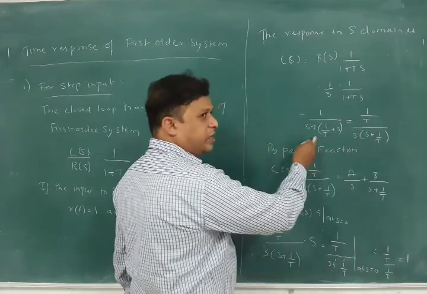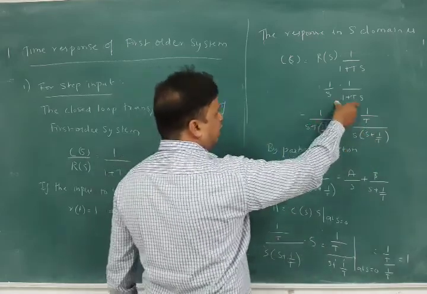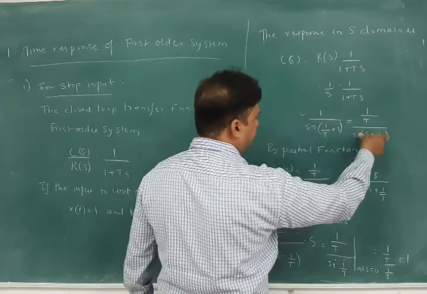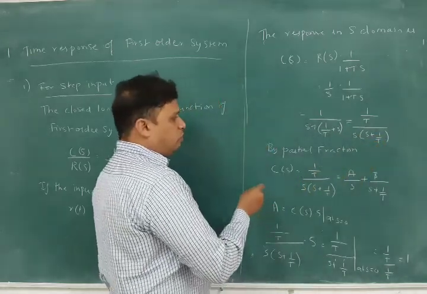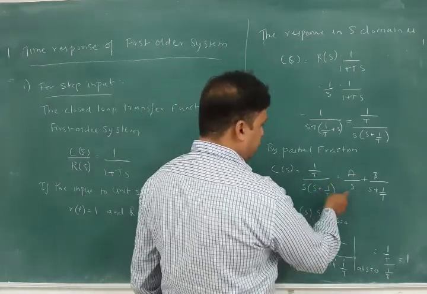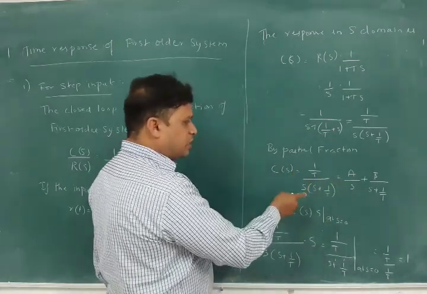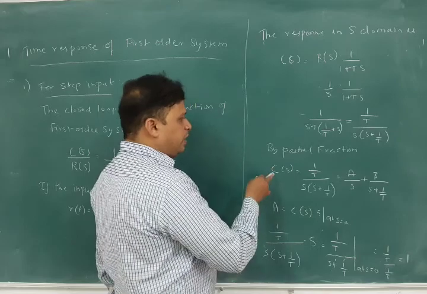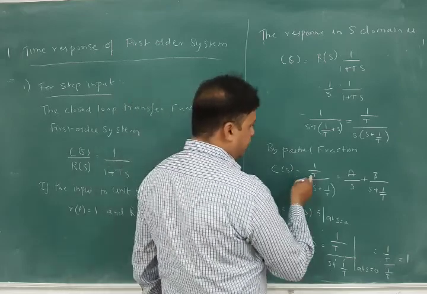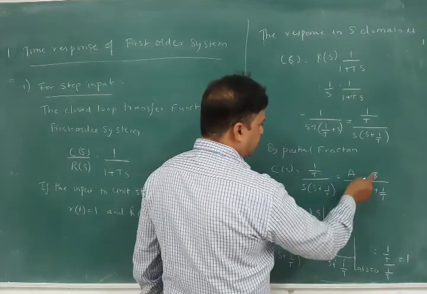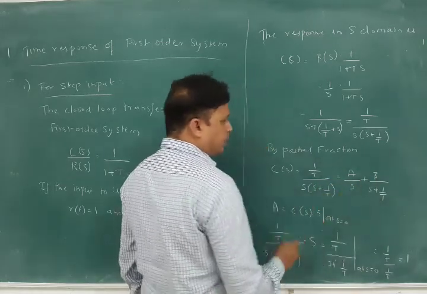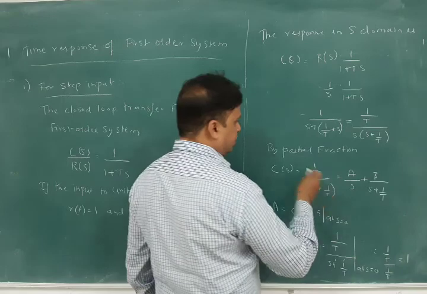So you can check here that this equation can be written in this form and again in this form to get the partial fraction form. To get the partial fraction form, we have to get the numerator as well as the denominator. So what we write here is C of s is equal to 1 by t by s into s plus 1 by t, that is equal to a by s plus b by s plus 1 by t. Here we are writing the partial fraction.